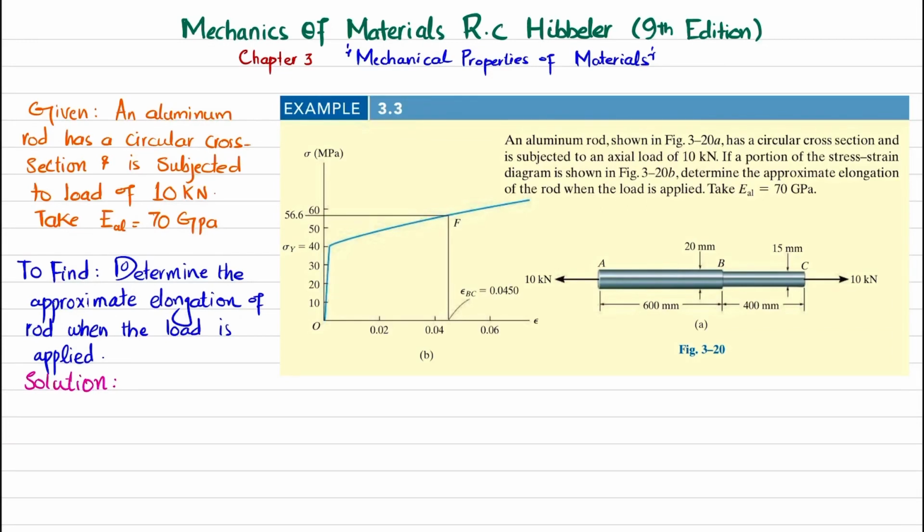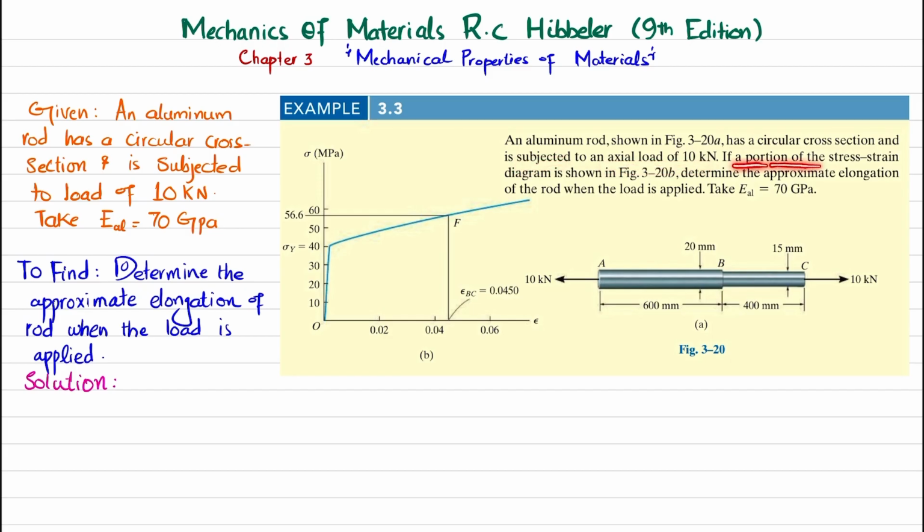Welcome back. In this video, we are going to solve example 3.3 that is taken from chapter number 3, Mechanical Properties of the Materials, and the book name is Mechanics of Materials by R.C. Hibbeler, 9th edition. The statement of the problem is: an aluminum rod shown in figure 3-20A has a circular cross section and is subjected to an axial load of 10 kilonewton.